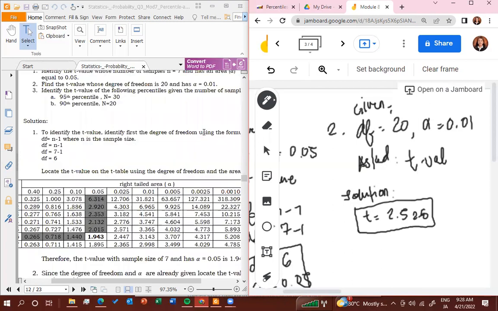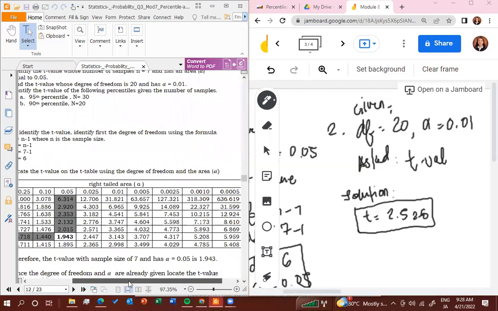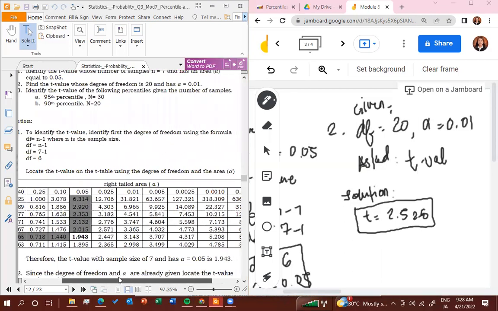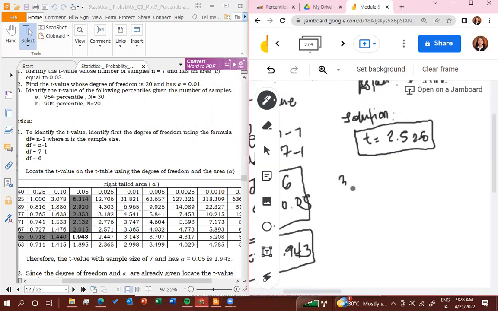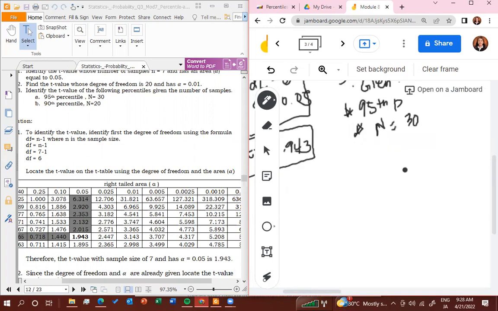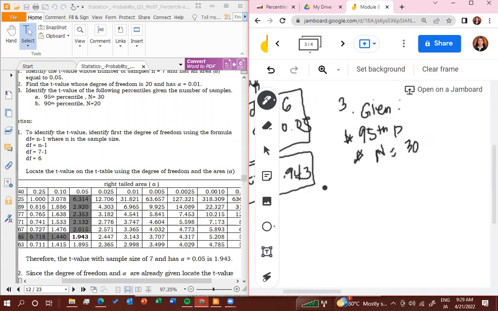Okay, next example. We will identify the p-value of the following percentiles given the number of samples. Number 3. What is given? The 95th percentile, and the sample size n is equal to 30. Like I said, we look for the t-value.